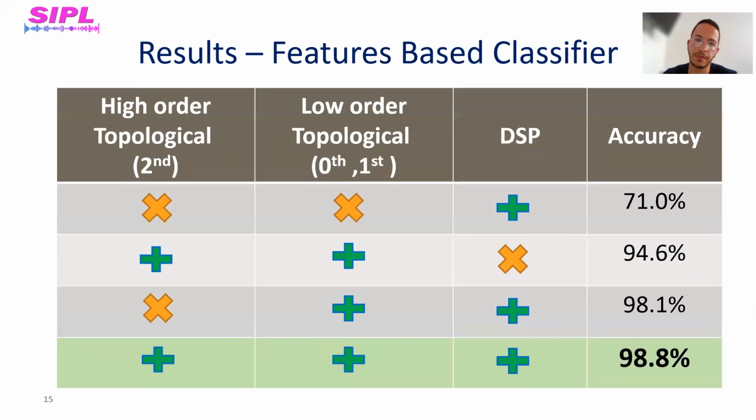We also did an ablation study where we took only the DSP features. We achieved a 71% accuracy. When we used only our topological features, we received 94.6% accuracy. When we ignored the high order topological features, we received 98.1% accuracy. And when we've used all of our features, we achieved, of course, 98.8% accuracy.